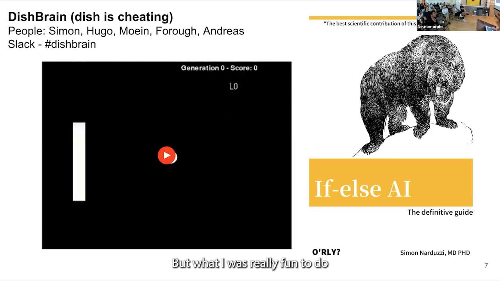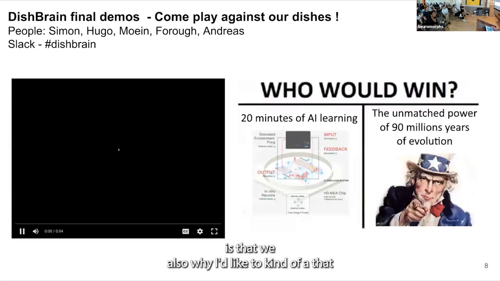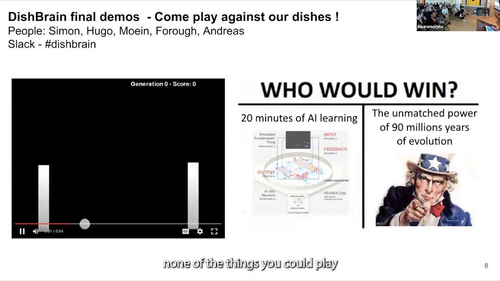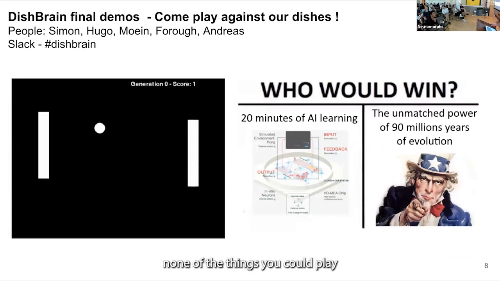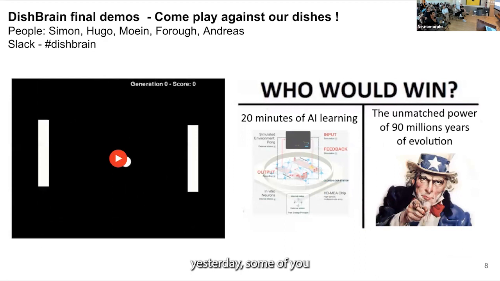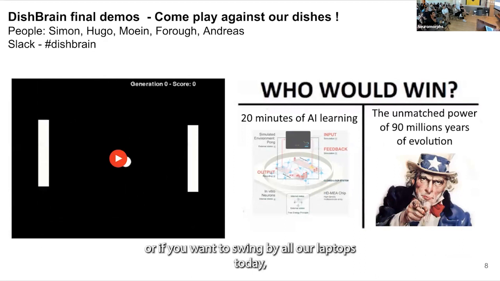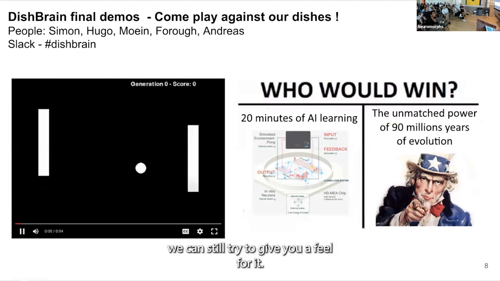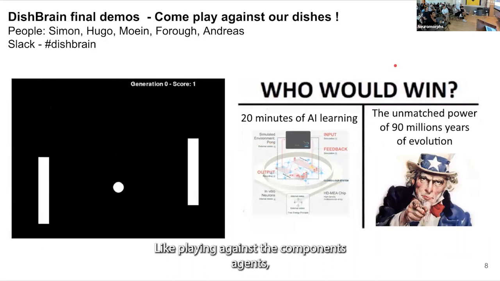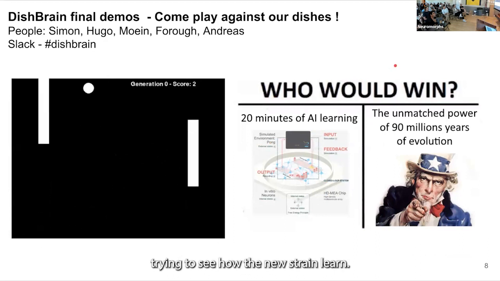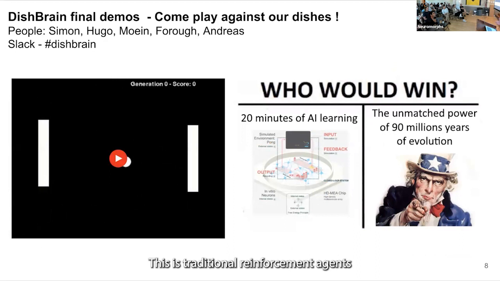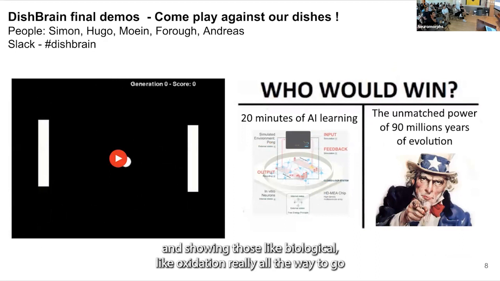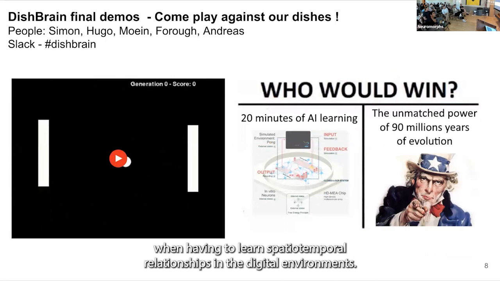And yeah, what was really fun to do is that we also wired a two-player system that people could play yesterday. Some of you who were at the demo, or if you want to swing by our laptops today, we can still give you a feel for it, playing against different kinds of agents, trying to see how the dish brain learns versus traditional reinforcement agents, and showing that biological computation really is the way to go when having to learn spatial-temporal relationships in embedded game environments.